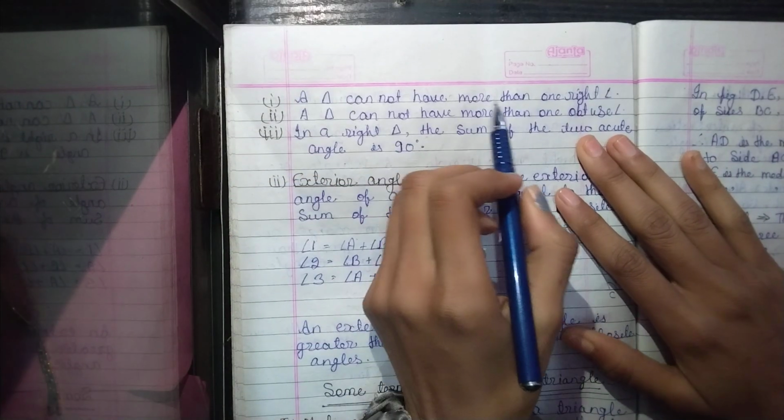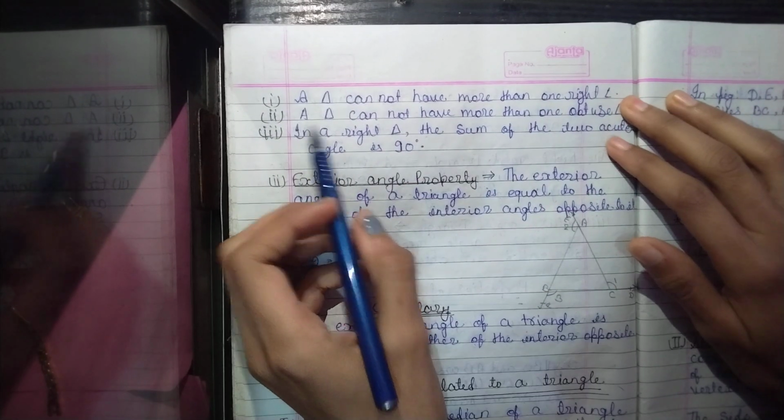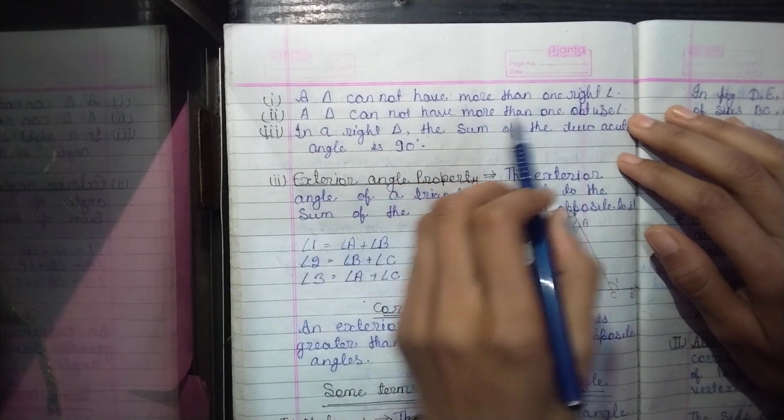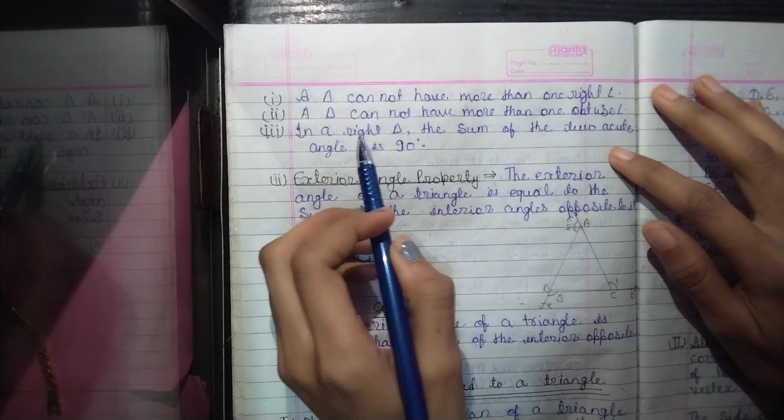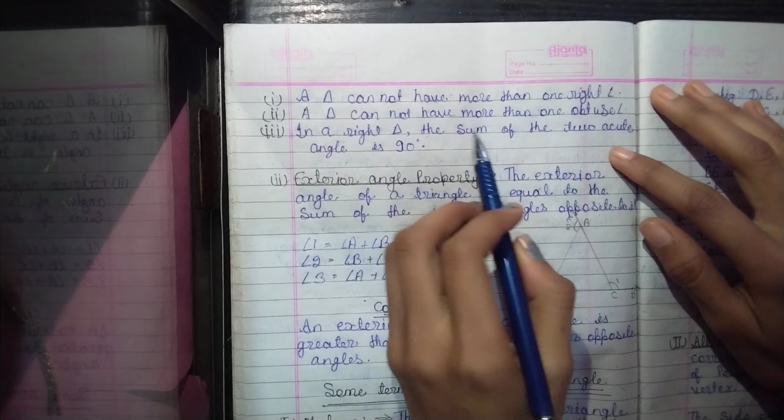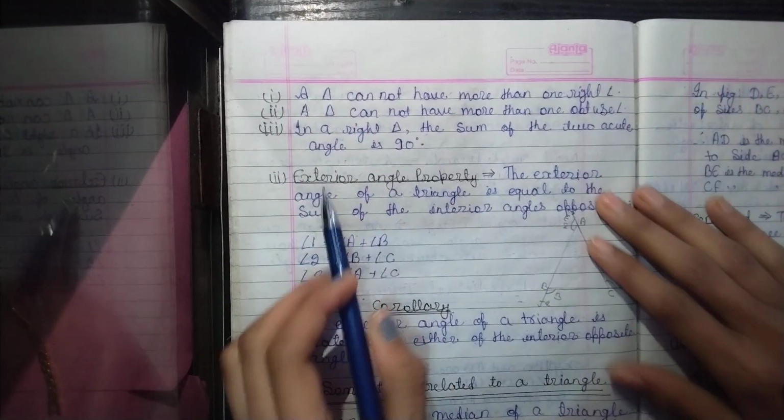A triangle cannot have more than one right angle. A triangle cannot be formed with more than one obtuse angle, and in a right triangle the sum of the two acute angles is 90 degrees.